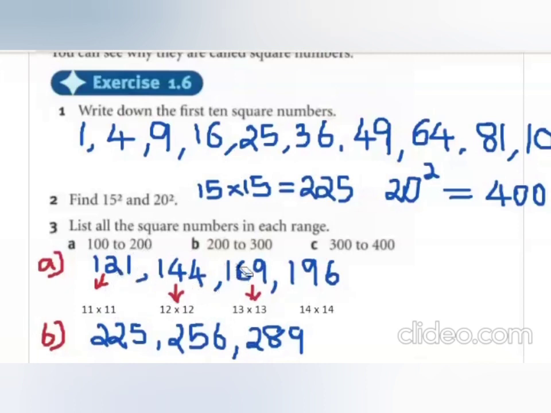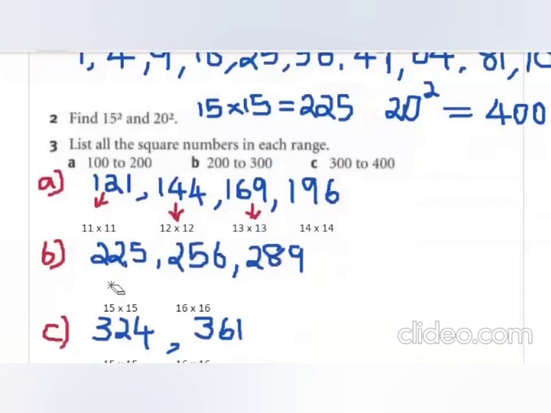Next, they are asking to find the square numbers that lie between 200 and 300. So the numbers are: 15 into 15 is 225, 256 when you multiply 16 and 16, and when you multiply 17 and 17 you get 289. So these are the 3 square numbers that lie between 200 and 300. And next we find the square numbers that lie between 300 and 400: 324 and 361.